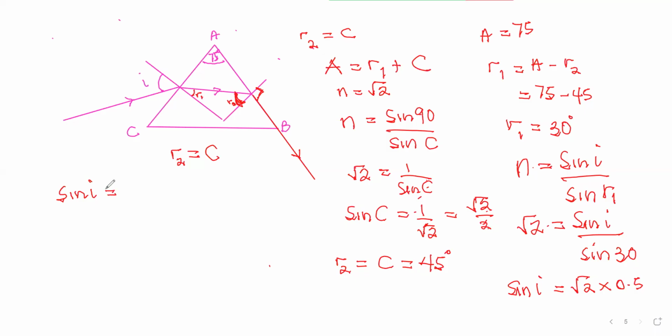Hey, Anita and Saki, come again. Root 2 on 2. And once sine I is equal to this, obviously I is the sine inverse of root 2 on 2, which is equal to 45 degrees. So how many of you got 45?